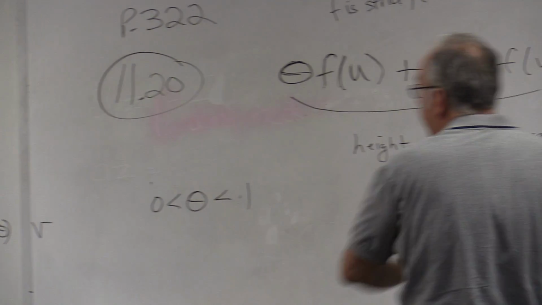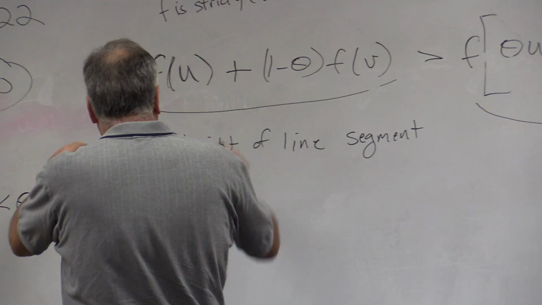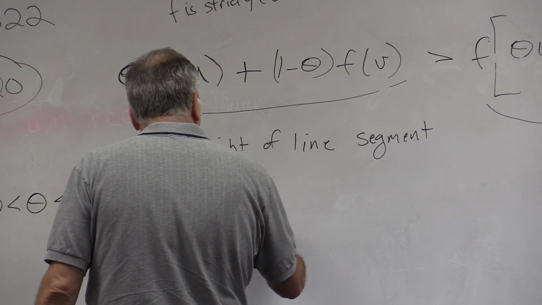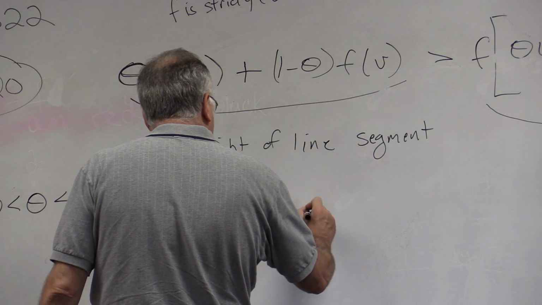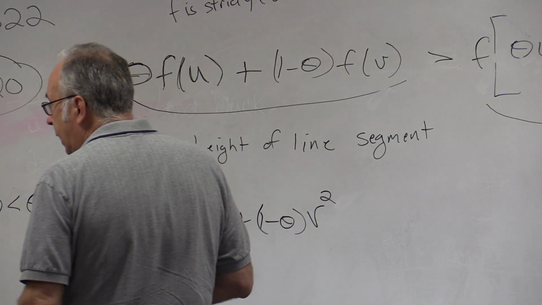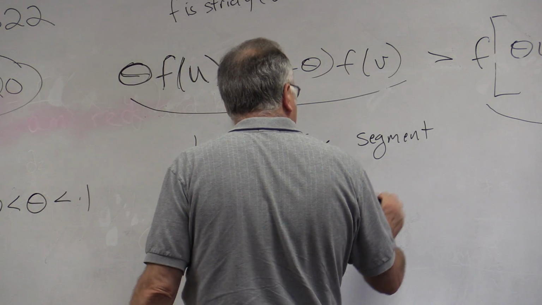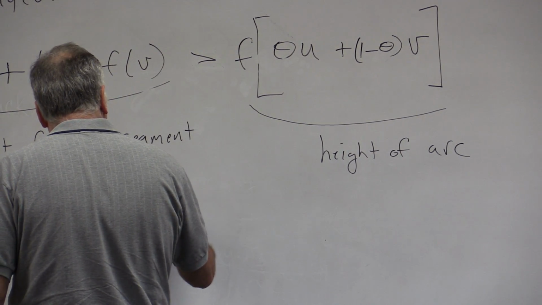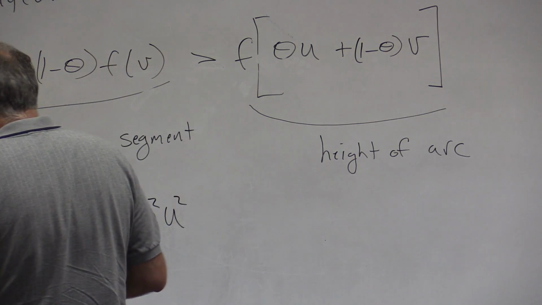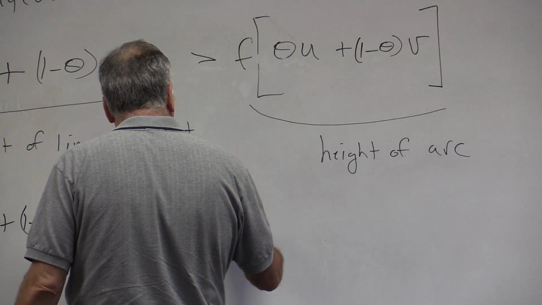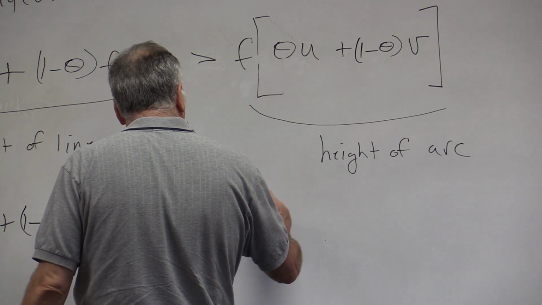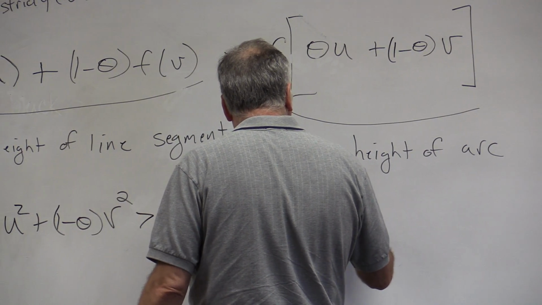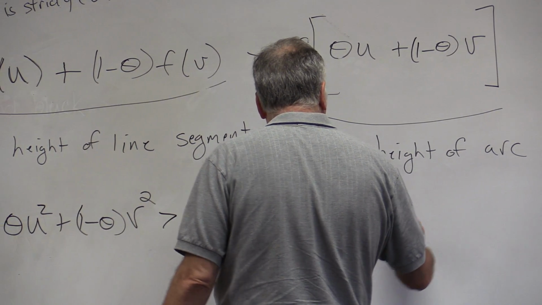So let me rewrite it down here. This side we found is equal to theta times u squared plus 1 minus theta times v squared. And the question is, is that greater than this, which we just found out to be this? And let me rewrite that last term as 2 theta, 1 minus theta, uv.